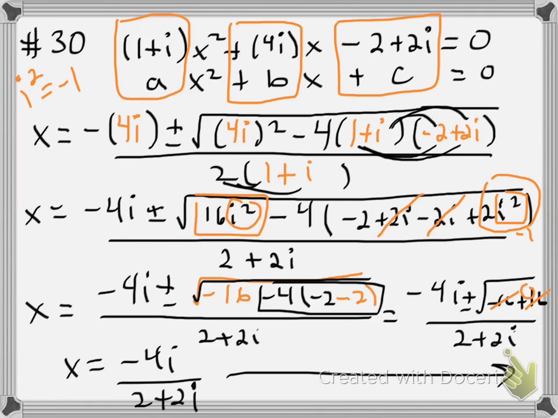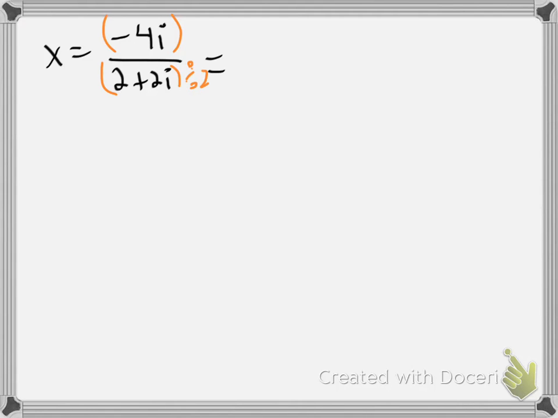So I'm going to switch the screen here in a second. I'm going to write that over here. x equals negative 4i over 2 plus 2i. Now, if you're really on the ball, you're going to see that you can divide everything by 2. So divide this by 2, and you can divide this by 2. You don't have to do that right now, but it sure makes life easier down the road.